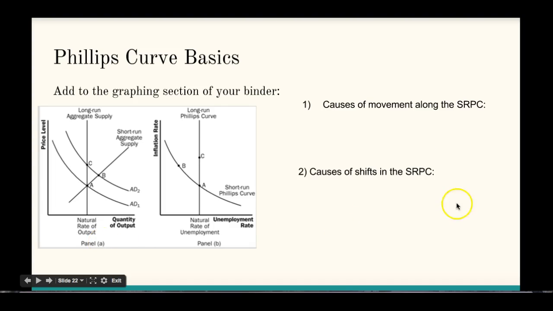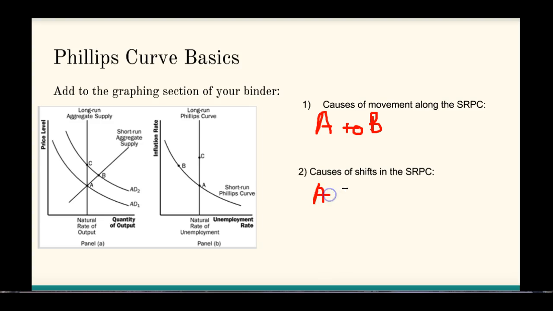But here's what I want you to do: I want you to answer these two questions. First of all, what causes movement along the short-run Phillips curve? What I mean by that is moving from point A to point B, what causes that? Going from A over here to B here. Or number two, what causes shifts in the Phillips curve? For example, what would cause movement from A to C? And this would look like, if I can draw it correctly here, here. That would be our short-run Phillips curve.